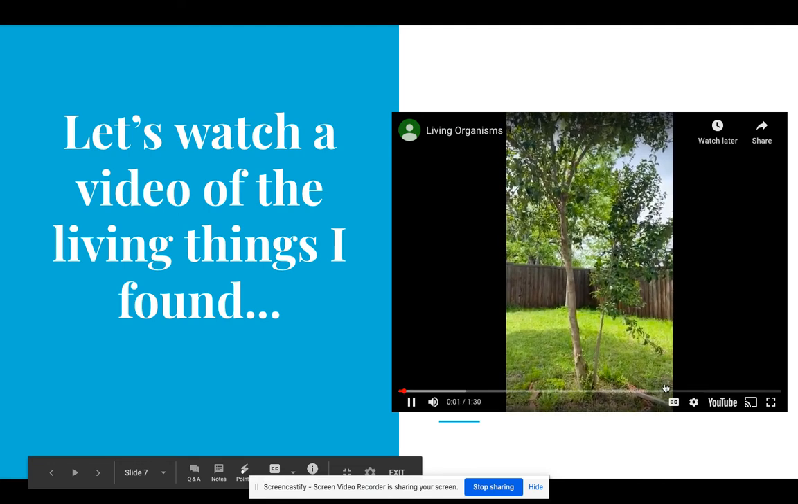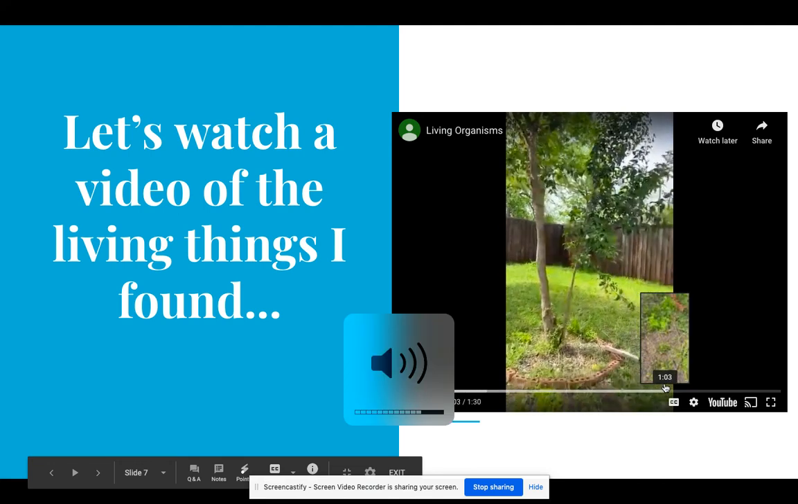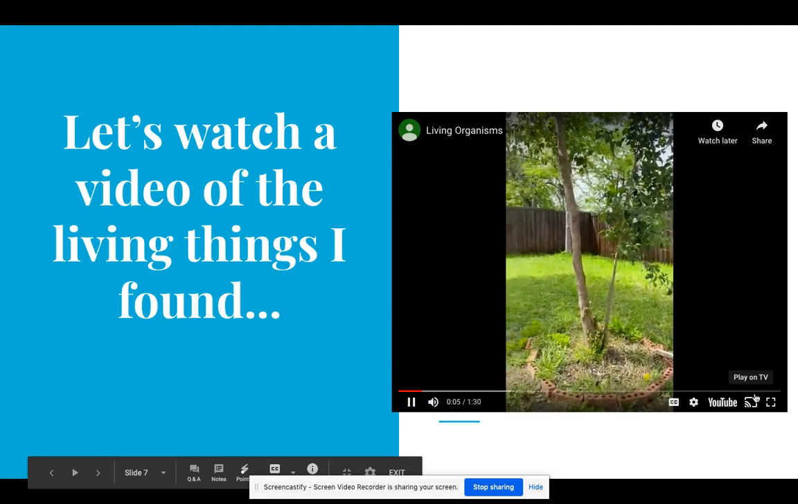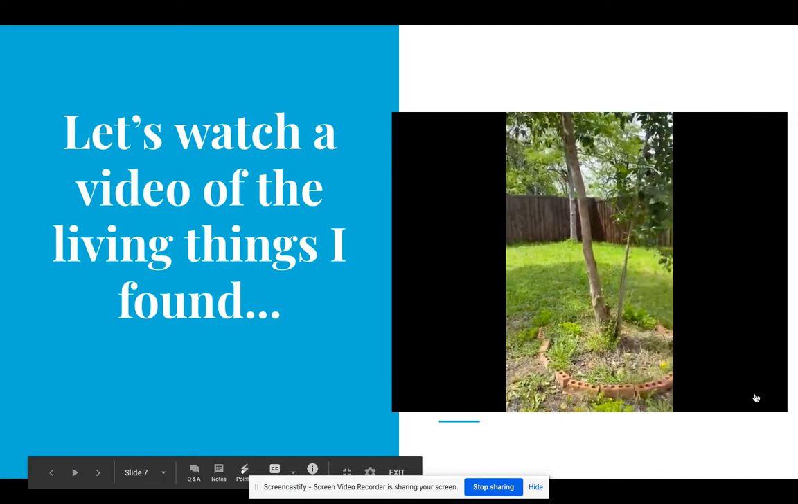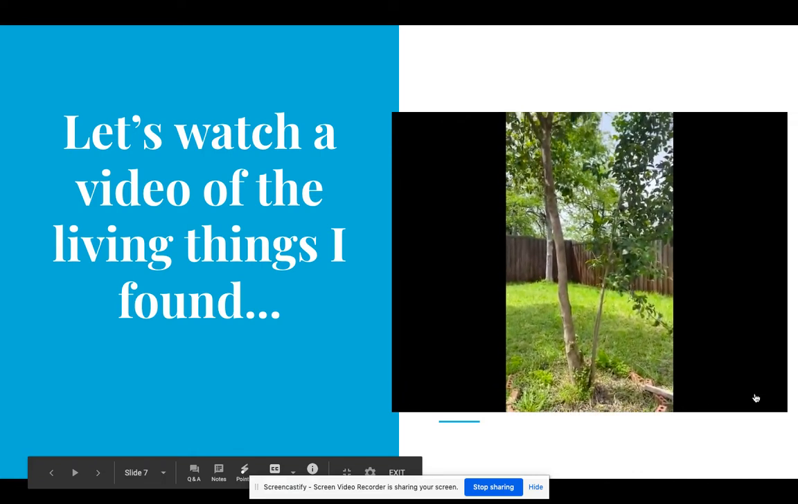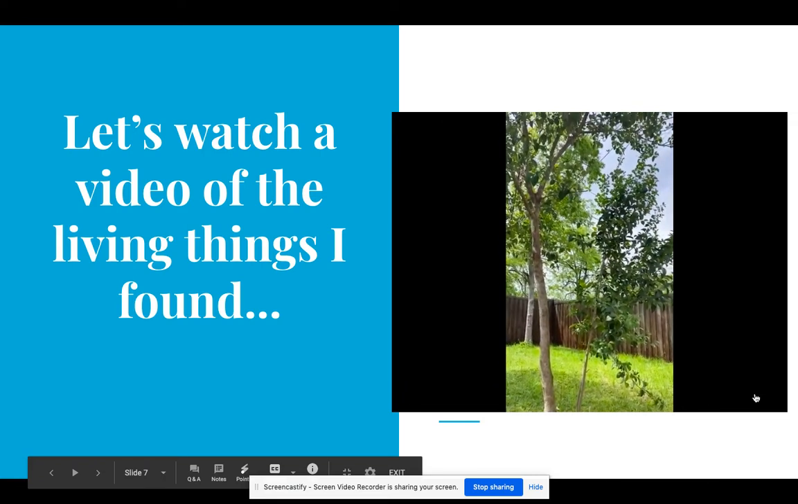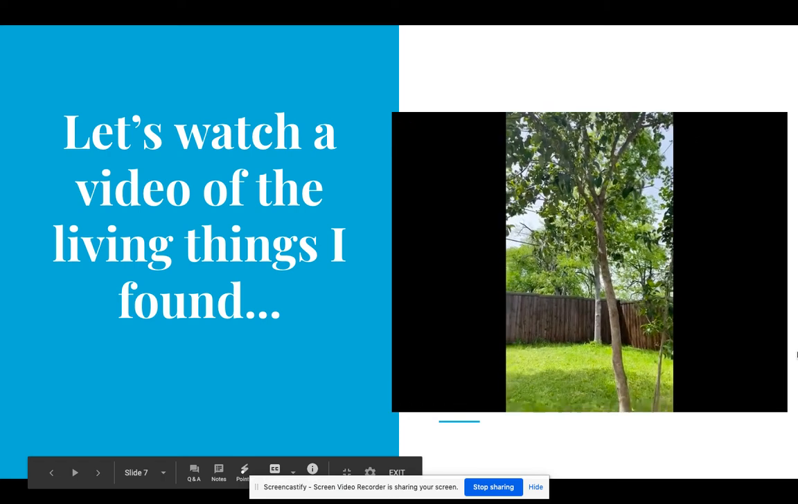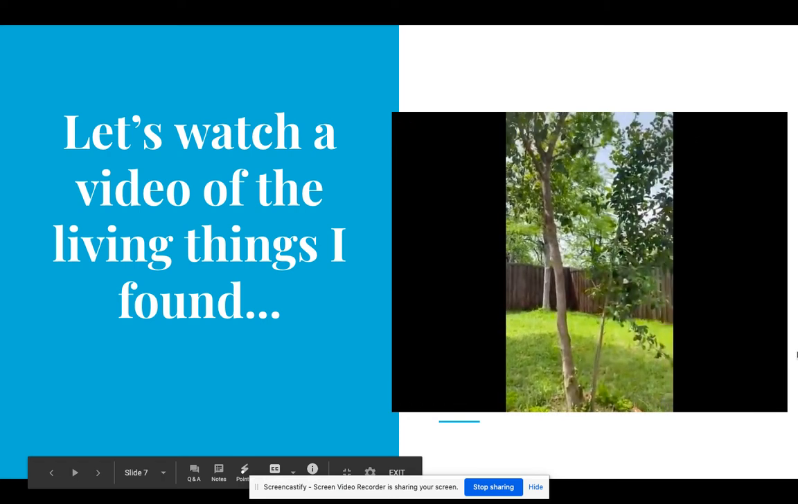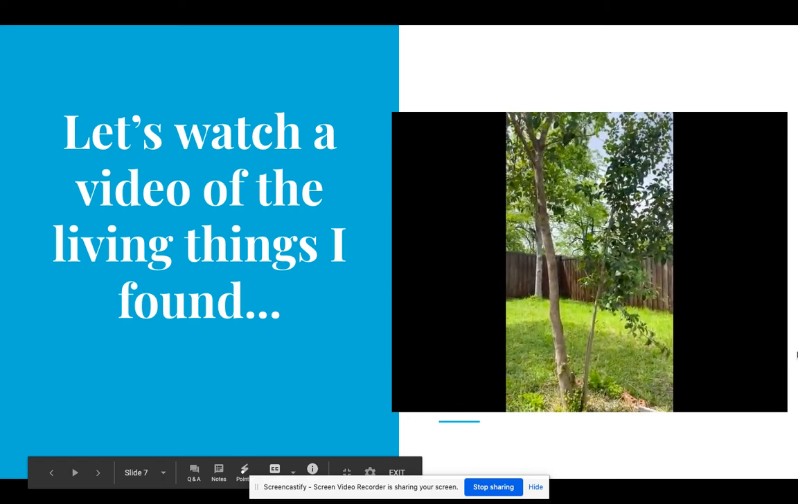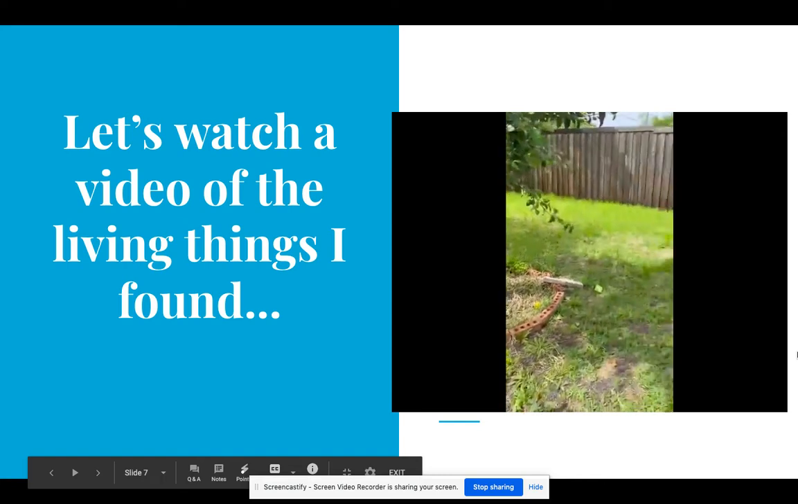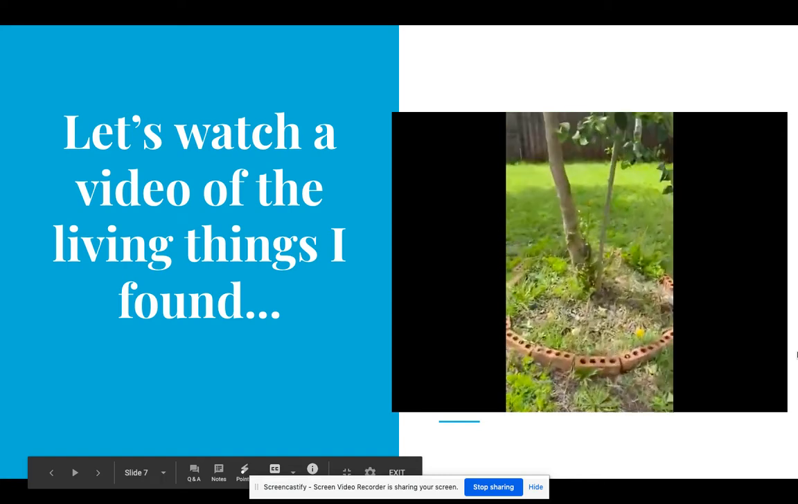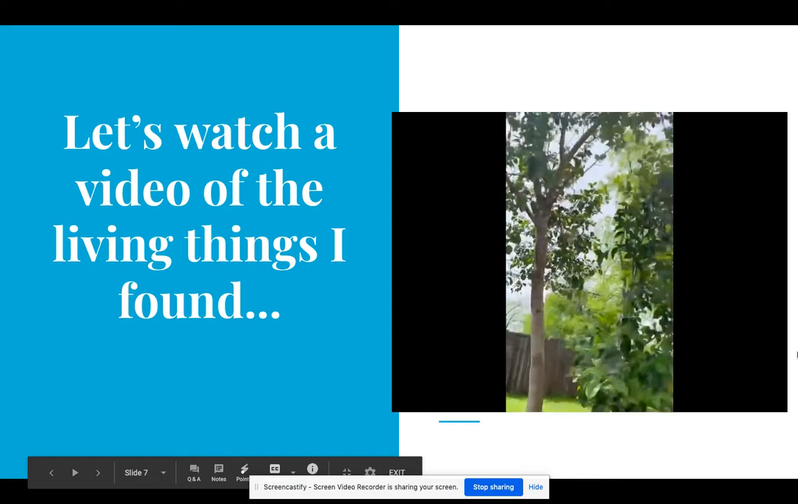Kinder, I came outside and I'm looking for a living organism. And out here, I can find a few living organisms. As we've learned, living organisms can be things that need water, they need air, they need food, sunlight. And so they grow, they move. And so all these things are what living organisms are. And here in my backyard, I see a lot of living organisms.